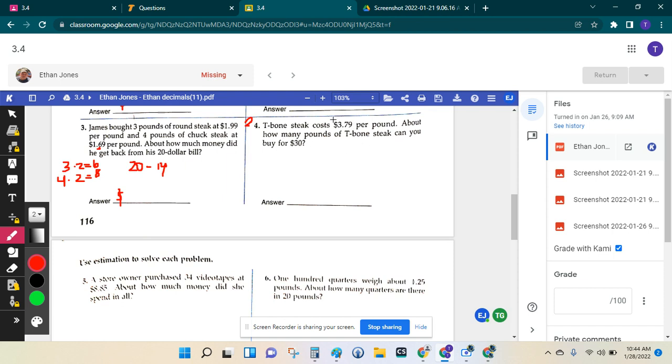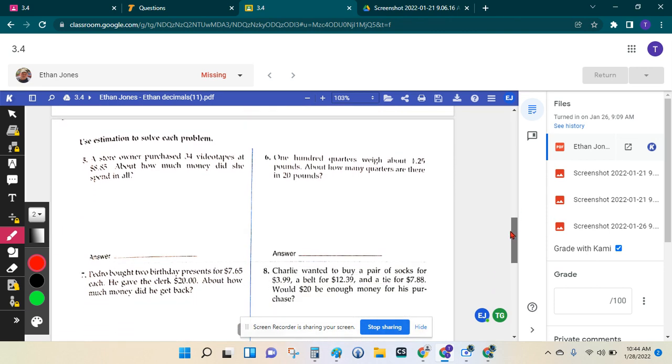So $3.79 would round to the whole dollar of 4, because 7 is more than 5. And they've got $30. So this time you're actually going to divide. 30 divided by 4 would actually give you 7.5 when you finish that. But you're not going to buy half a steak. So on that one, it would just be 7 pounds.